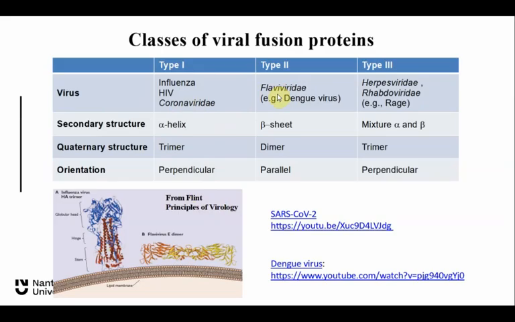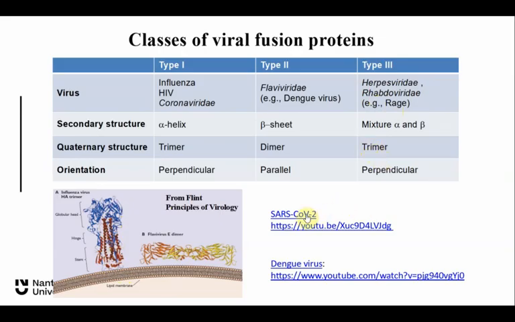Type 2 are formed of beta sheets. The functional subunit is a dimer, and they're basically flat against the viral envelope in their pre-fusion form, whereas type 1 fusion proteins or fusion domains are perpendicular to the envelope. And there are also type 3, which you find in herpes viruses and viruses like rabies virus.